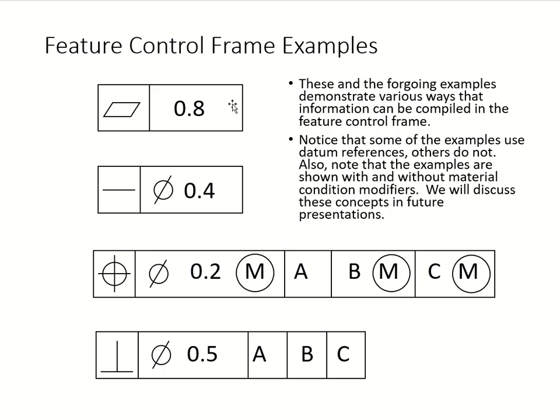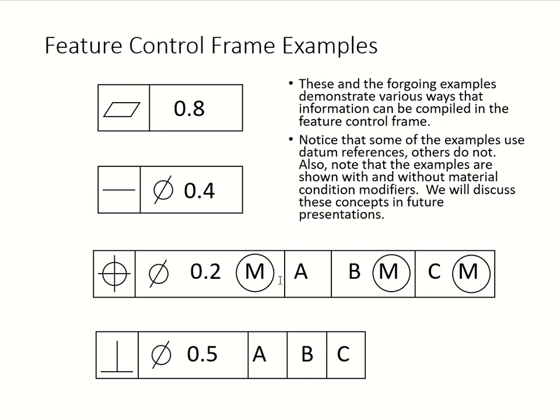Okay, now the control frame. So we have this, and that. These are all examples, various ways that we can give the information of your feature. Some of the examples have datum references, some don't. In the datum references, some of them don't have a material condition modifier, and some of them do. If you don't have it, just go with RFS. If you have it, go with what you have, which is your M, maximum material condition here.